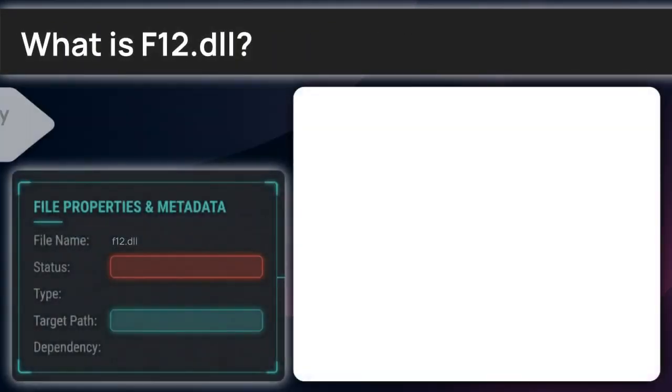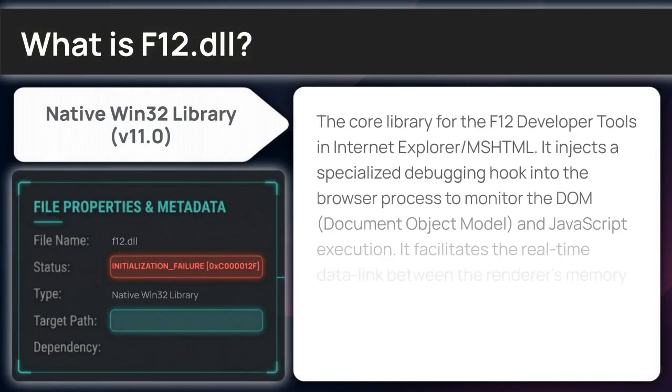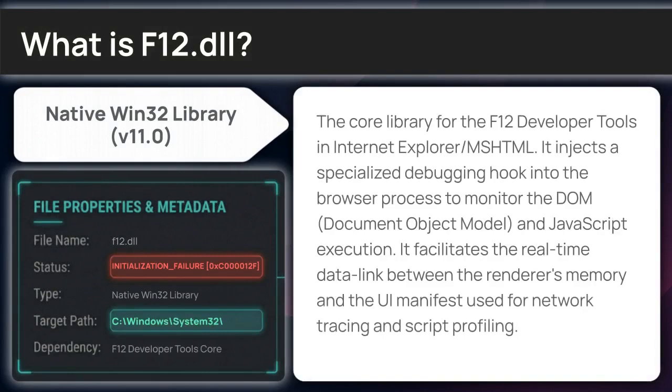This is the F12 library, the core library for the F12 Developer Tools in Internet Explorer and MSHTML. It injects a specialized debugging hook into the browser process to monitor the DOM, Document Object Model, and JavaScript execution. It facilitates the real-time data link between the renderer's memory and the UI manifest used for network tracing and script profiling. Now that we've covered what the file does, let's jump into our first fix.